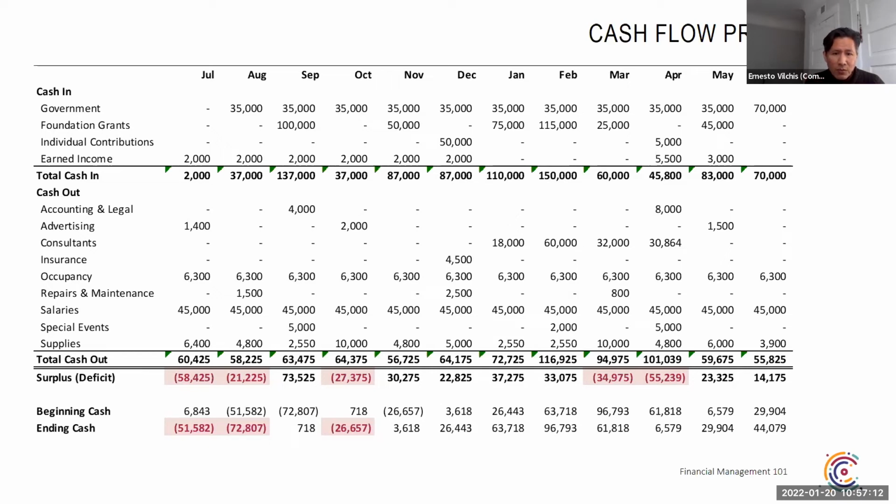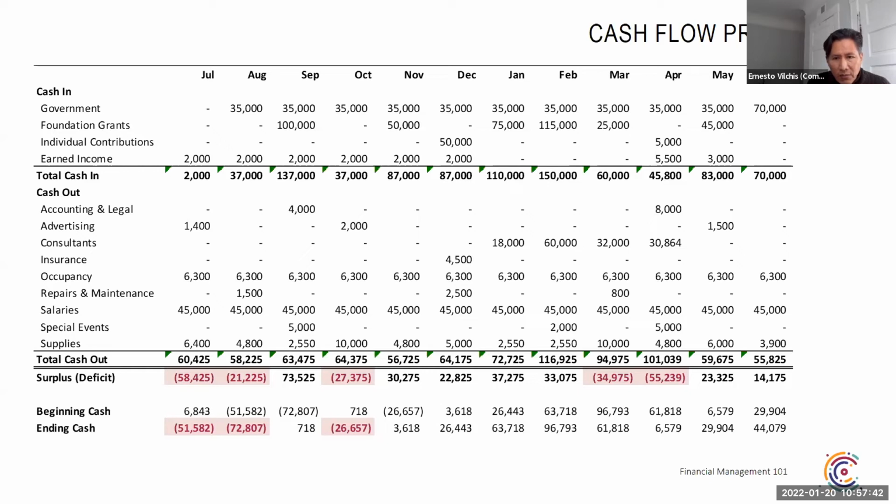Or if you're establishing a new program and revenues are uncertain, you also want to have this tool in hand to make sure you're not running into trouble. And the tool is basic, so you do it on a monthly basis. You start with the beginning cash on hand down at the bottom on July, 6,843. And then you compare the money that is coming in, the money that is going out, the ending cash.